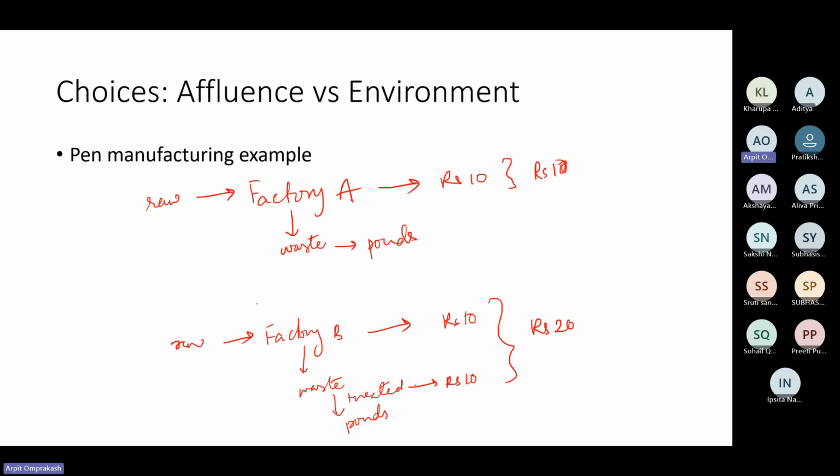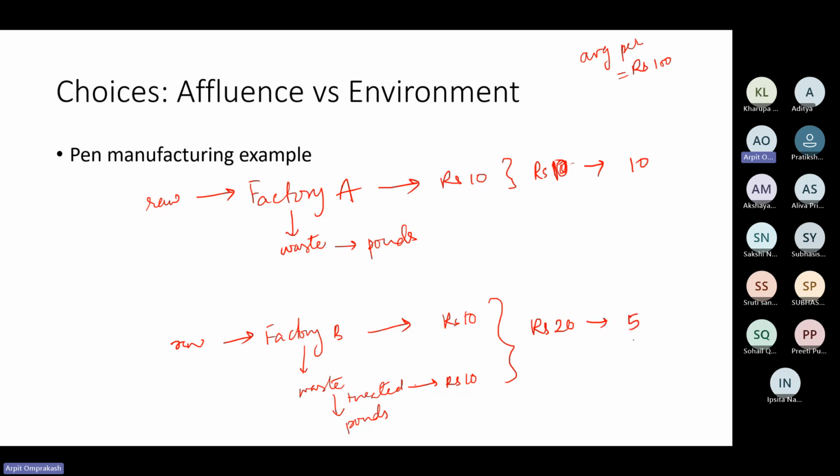So now we have a choice between affluence and environment. So what this means is, let's say the average person has 100 rupees. Right. So if the average person buys pens from this factory, the person can buy 10 pens for 100 rupees. Whereas if the person is buying pens from this factory, the person can buy 5 pens.